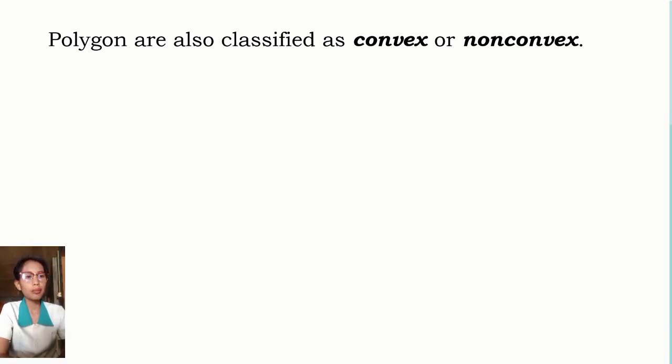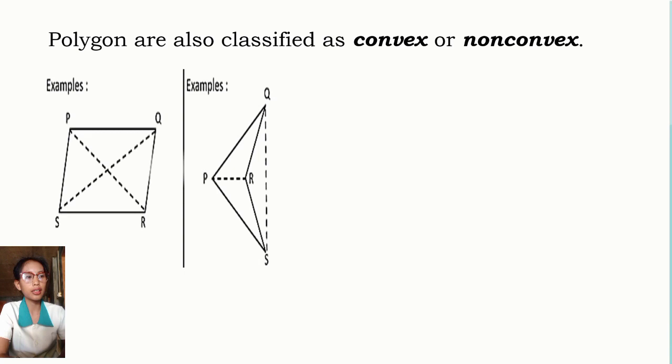So, ito yung halimbawa niya, itong figure dito. Makikita natin yung difference ng convex and non-convex. So, dito sa convex, makikita natin na puro straight line lang. Wala siyang curve. Hindi siya nag-zigzag. Tas dito sa non-convex polygon, meron siyang zigzag line before siya makabuo ng isang shape.